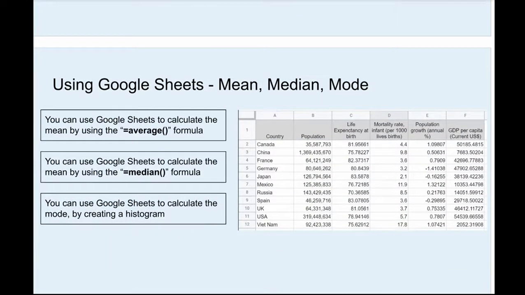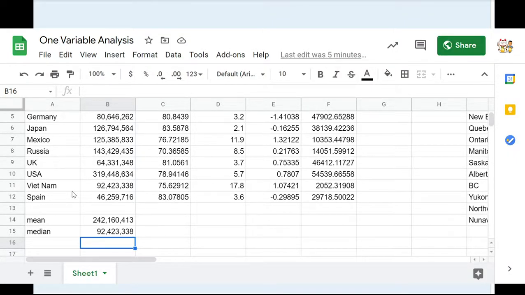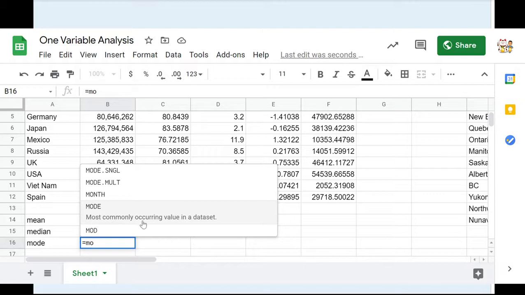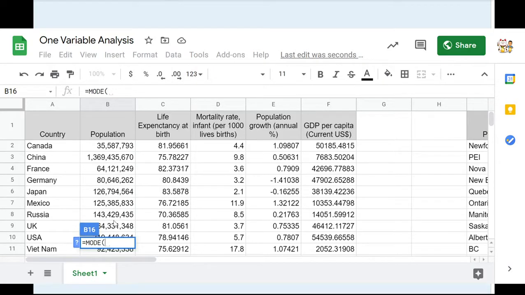So again, we can use Google Sheets. We've gone through that a couple times to look at mean, median, and mode, or just at least mean and median. I'm going to go back and show you how you can use mode in Google Sheets. So if all the values were discrete, they were nice values, it was nominal and categorical, we could do something as simple as equals MODE, and we do have that come up, again, most commonly occurring value.